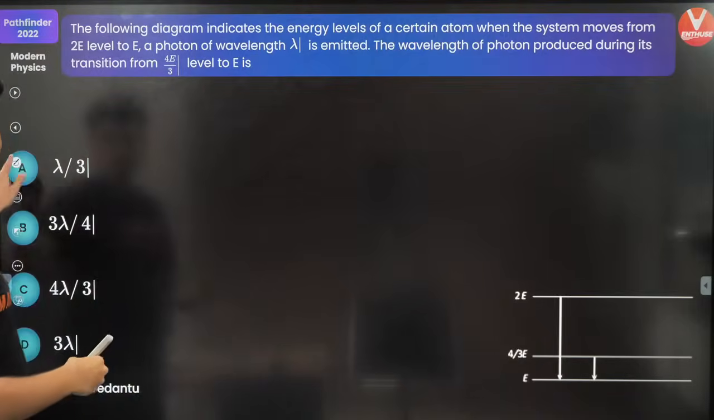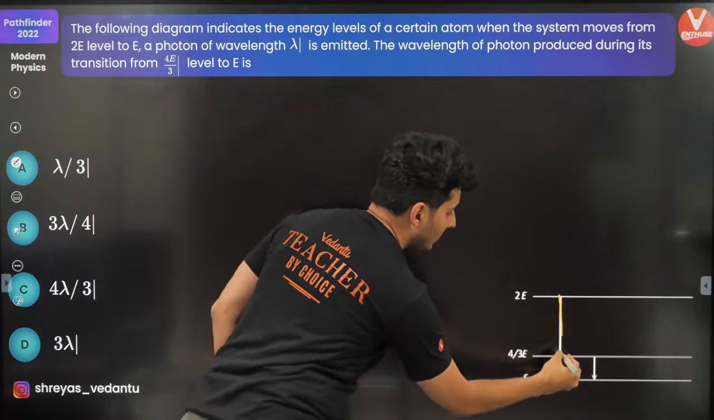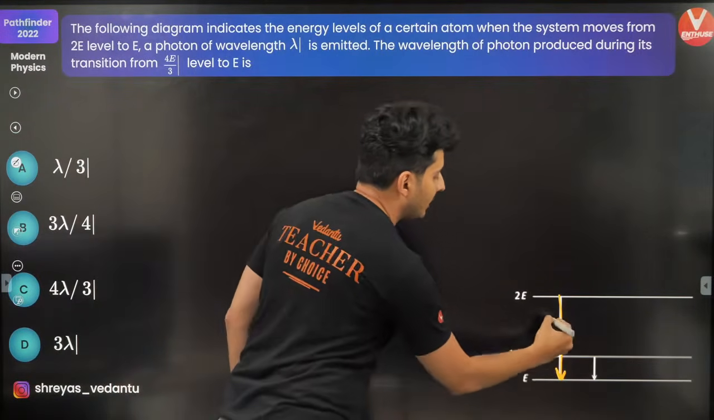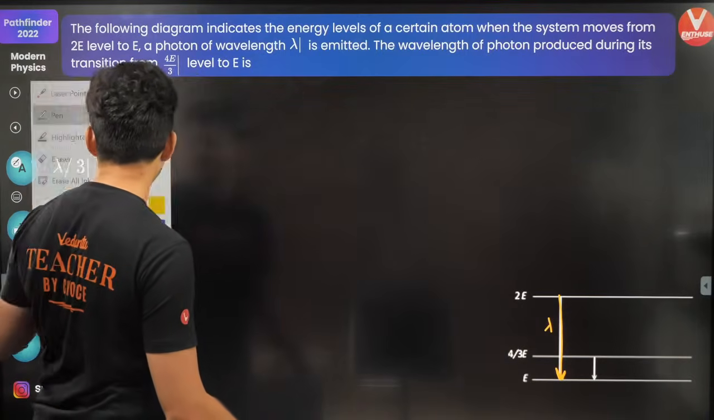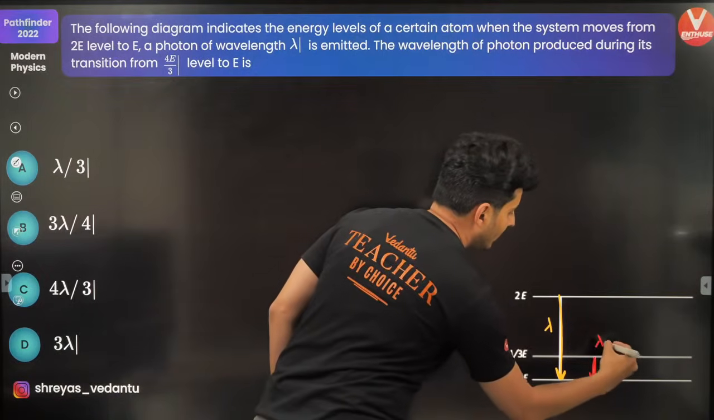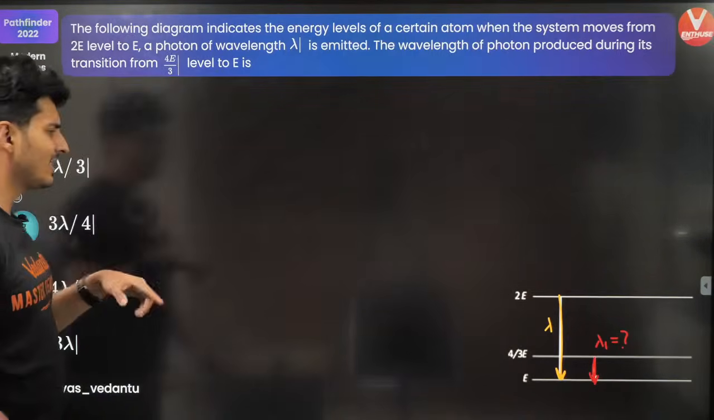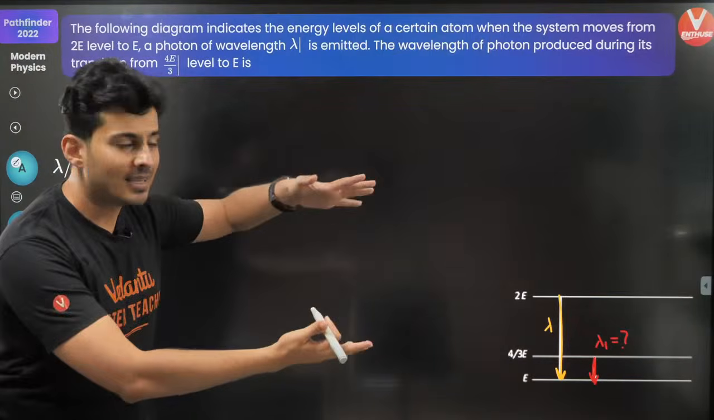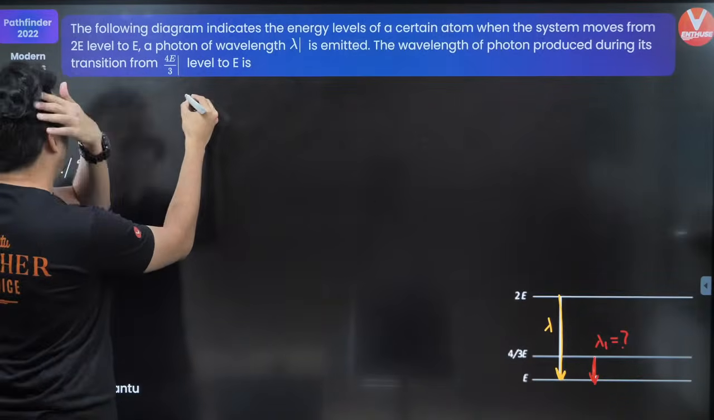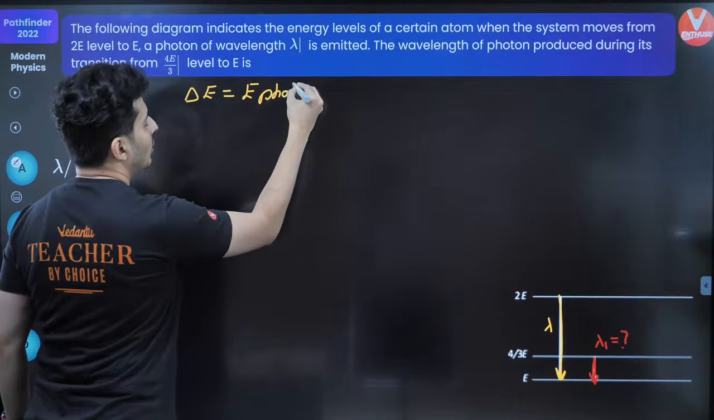Interesting question. The first part of the question says that when light is emitted from this transition, the wavelength is lambda. When light is emitted from this transition, the wavelength is, I don't know, you need to figure this out. So that's simple. Use our standard technique. The difference in the energy levels is the energy of the photon. That's it. So delta E is the energy of that photon.